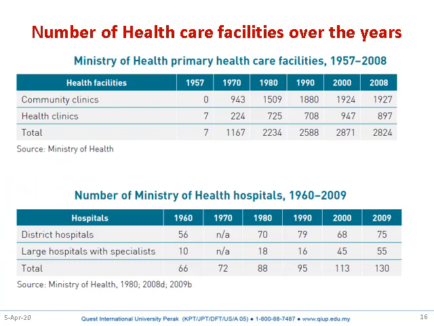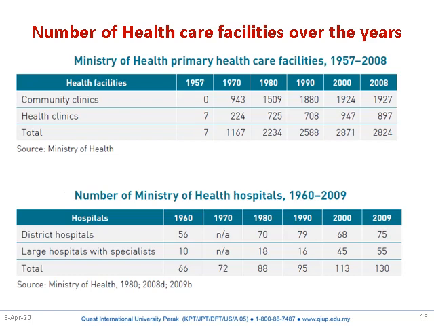So, the number of healthcare facilities over the years. Okay. In 1957 there were no community clinics; only 7 health clinics were there. And slowly it increased. In 2008, 1927 community clinics are there, and 897 health clinics. Health clinics means Klinik Kesihatan, and community clinics are Klinik Desa. In total, 2824 clinics are there.